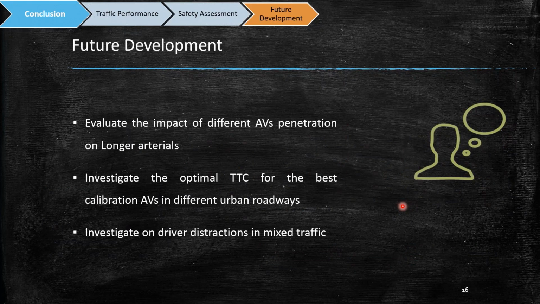So the future development of the model could be evaluating the impact of different AV penetrations on longer arterials, as I said, the geometry impacts the number of conflicts and also the travel time that we have. Then we can investigate the optimal TTC, account for the sensitivity analysis of TTC, time to collision, for the best calibration of AVs in different urban roadways, and also investigate driver distraction in mixed traffic. That is a new facility in Vissim 2020 that we have to go deeper into.